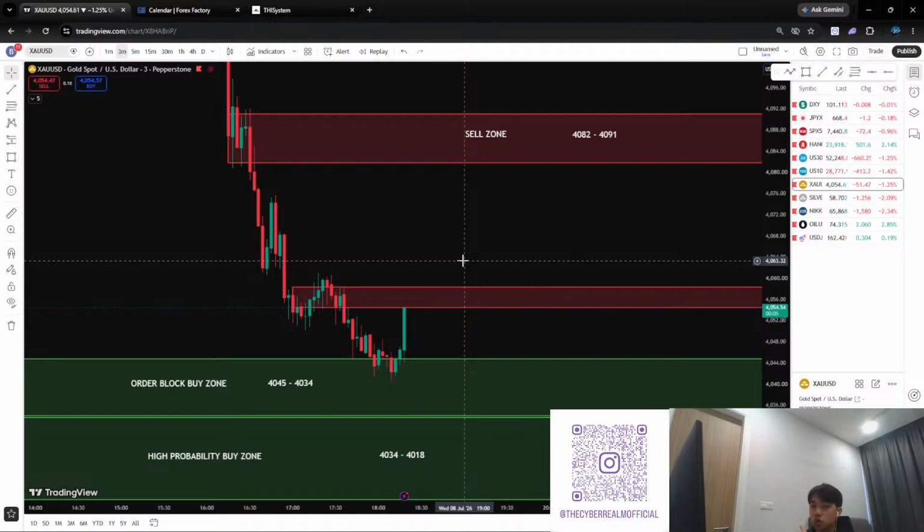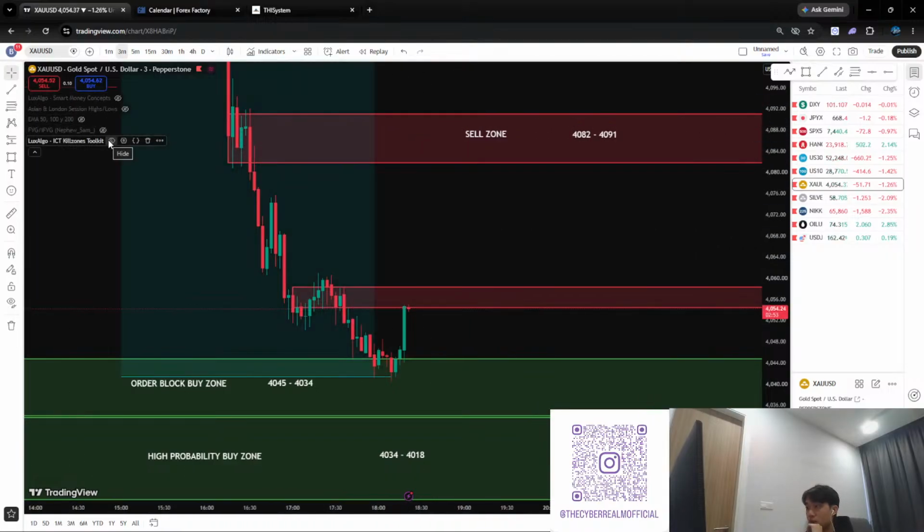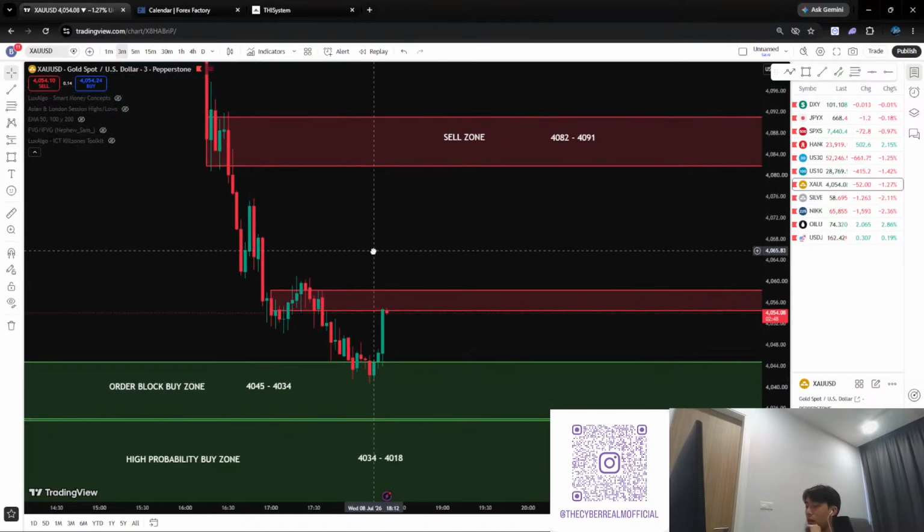New York session sell zones will be sent out later on, not right now, because it has not tapped into the New York market. As you guys can see, it is still in the London market. It's not tapped into the New York market yet.